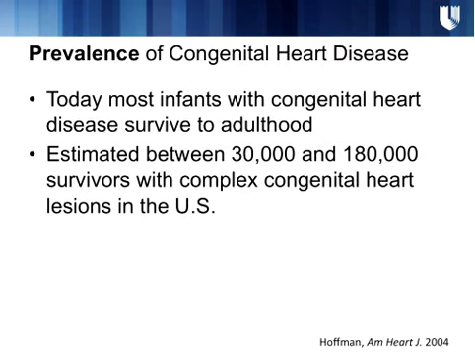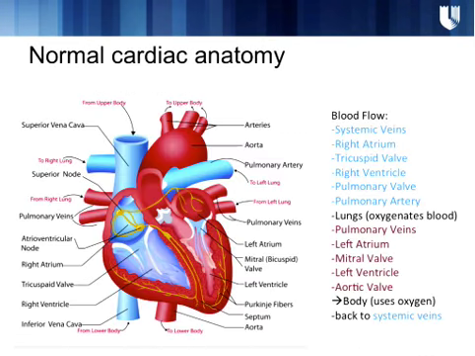The prevalence of congenital heart disease. So for starters, today most infants with congenital heart disease will survive to adulthood. Estimates are that there are between 30,000 and 180,000 survivors with complex congenital heart lesions in the U.S., although this is obviously a large range in estimate. So to begin talking about the heart, we'll just review the normal cardiac anatomy.